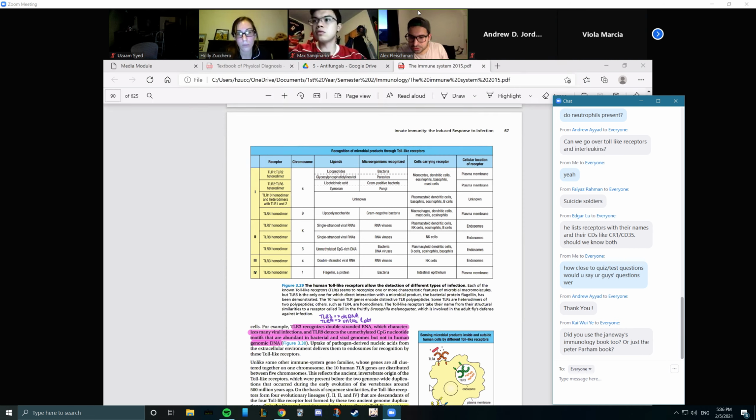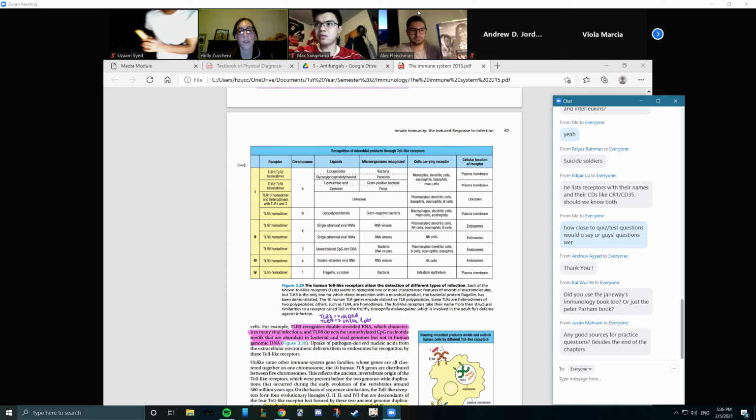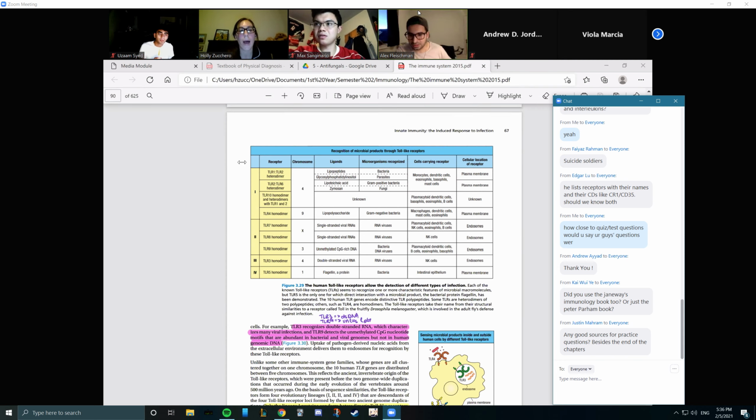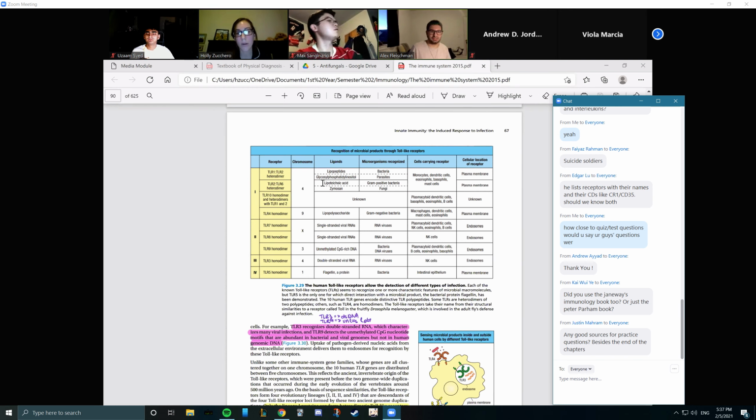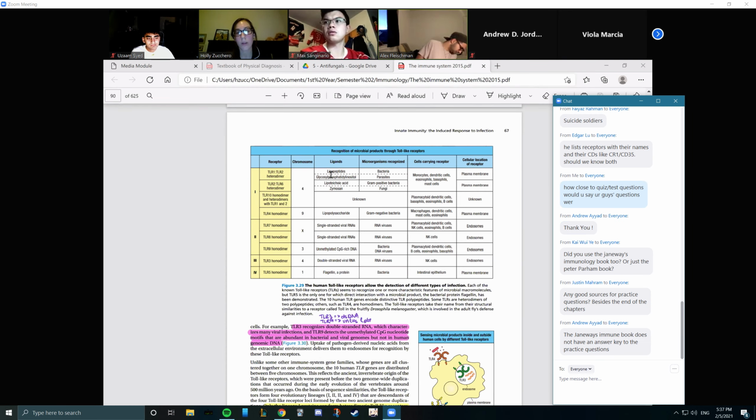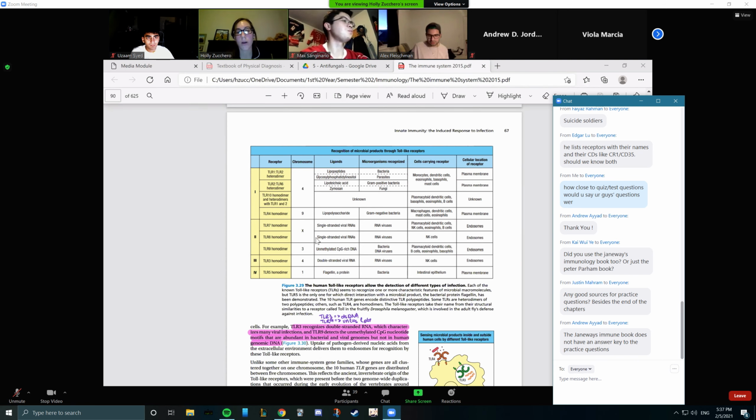Did you use Janeway's immunology? You mean this? Somebody else asked me that question. I don't even know what Janeway's is. I don't know which analyzer it is. Was that the book that he likes? So everything from this book.